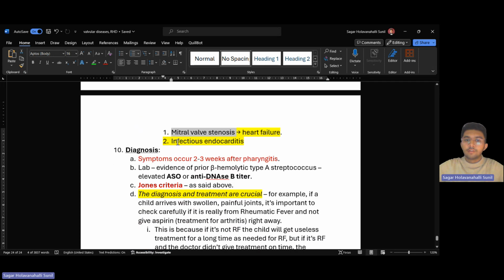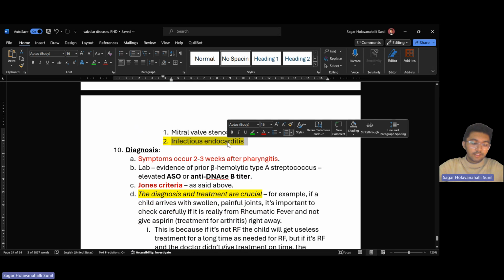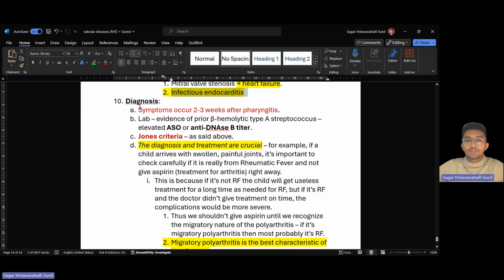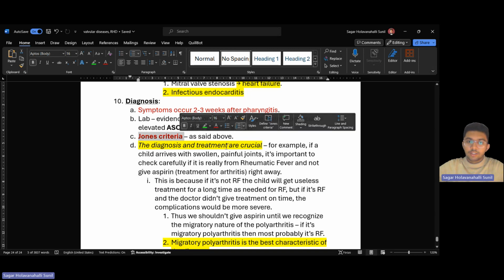And also you can mention infective endocarditis, because when there is a predisposing factor like loss of integrity of the valve, it will not be very resistant to further complications, and one of those is infective endocarditis. Now, for diagnosis, look at the symptoms 2 to 3 weeks after pharyngitis. Labs: ASO and anti-DNase B titer, then look at the Jones criteria.